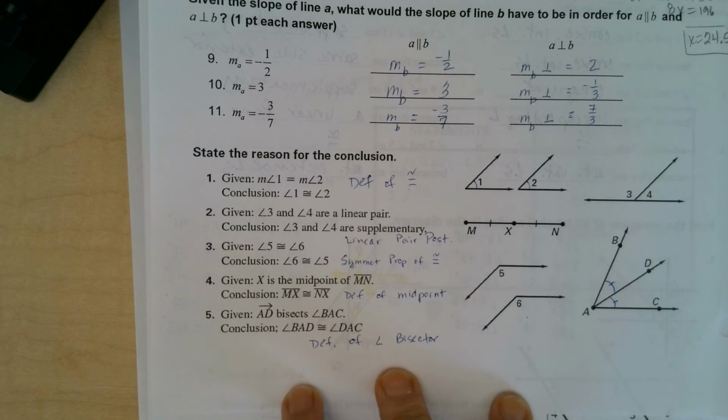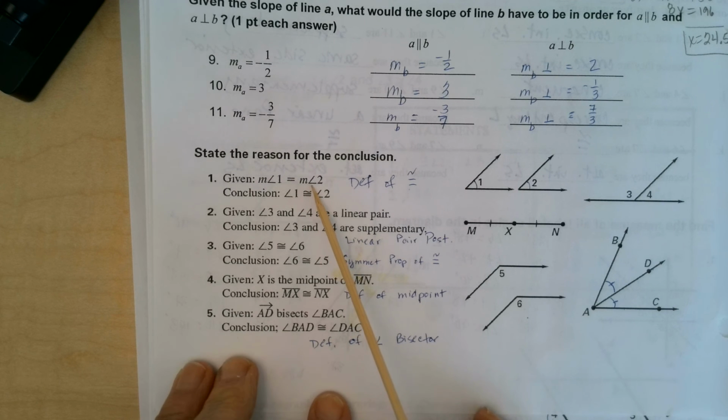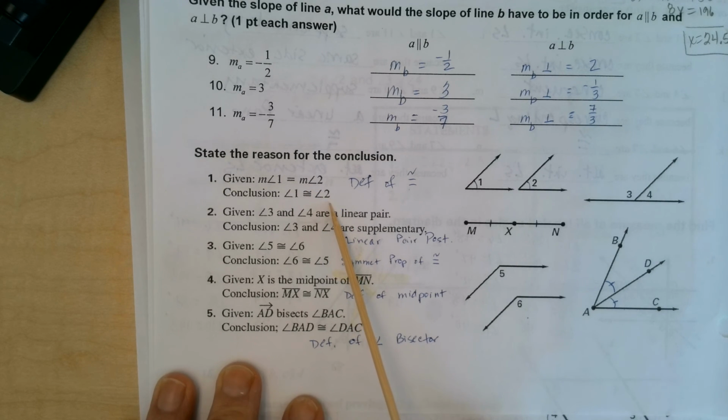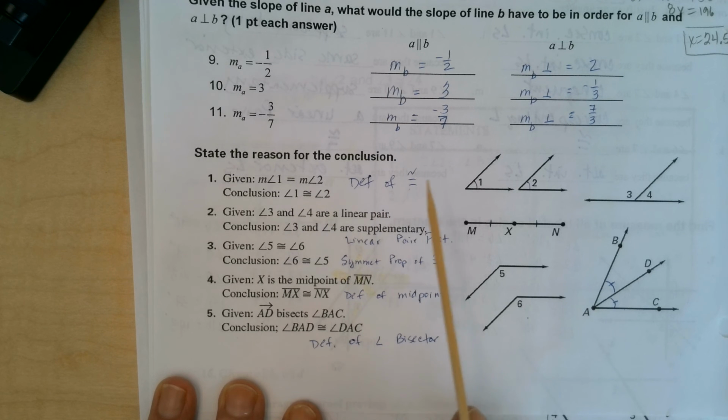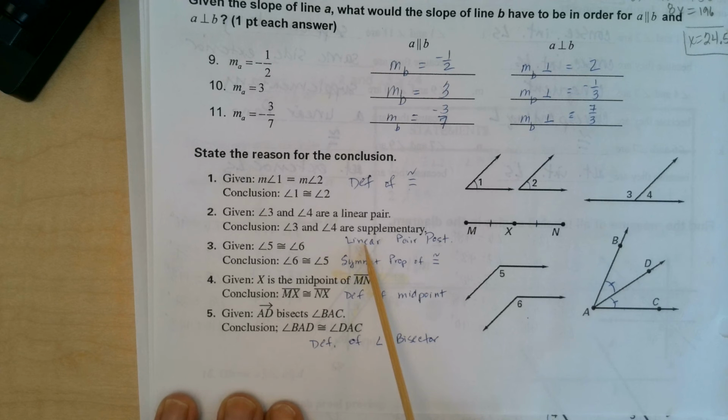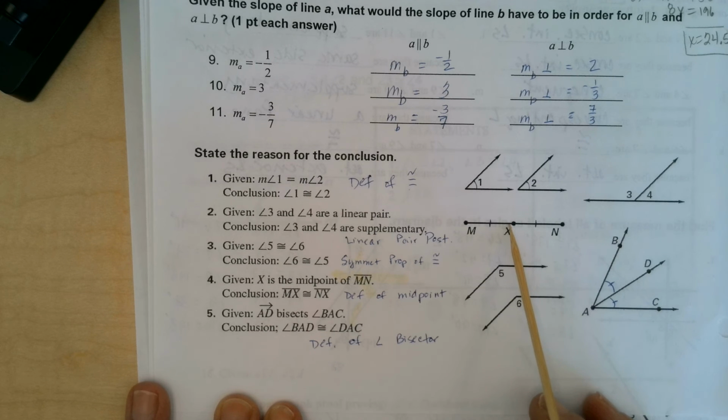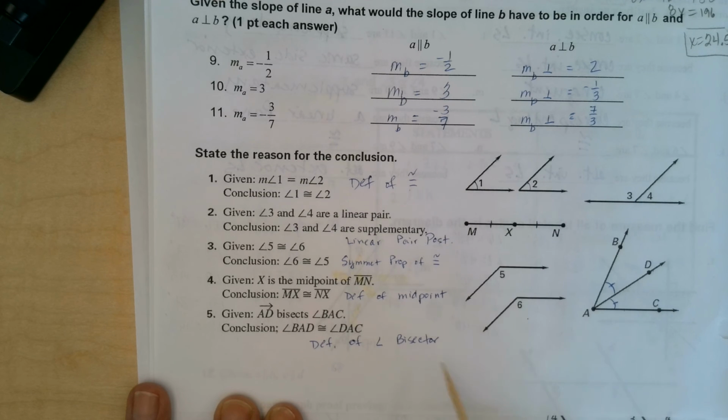This section I loved because it was like a real quick justification practice. If you're given these two, what is your conclusion? Definition of congruent says that they are congruent. If you're given 3 and 4 are a linear pair, the conclusion is that they're supplementary by the linear pair postulate. This is my symmetric property of congruence. I'm just flipping the order. If I'm given X as the midpoint, then I know that these are two congruent segments. If I'm given that AD is the bisector, then I know that those two angles are going to be congruent.